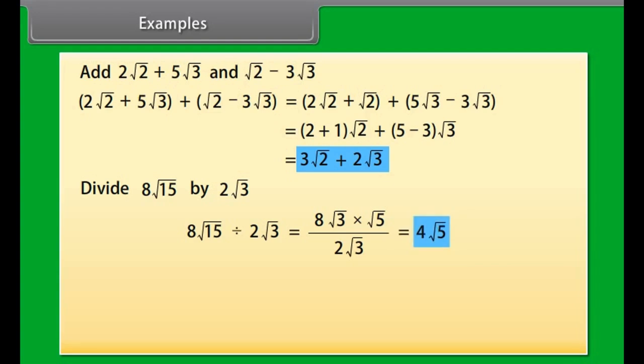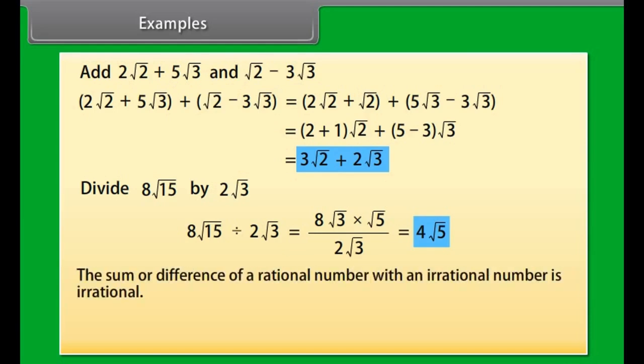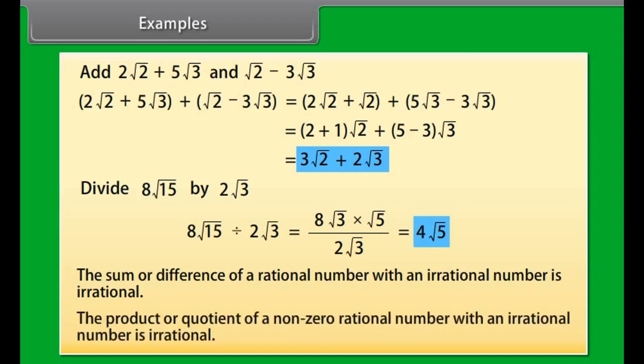So from these examples, we can conclude that the sum or difference of a rational number with an irrational number is irrational, and the product or quotient of a non-zero rational number with an irrational number is irrational. Identities. Now let us go through some identities related to square roots.